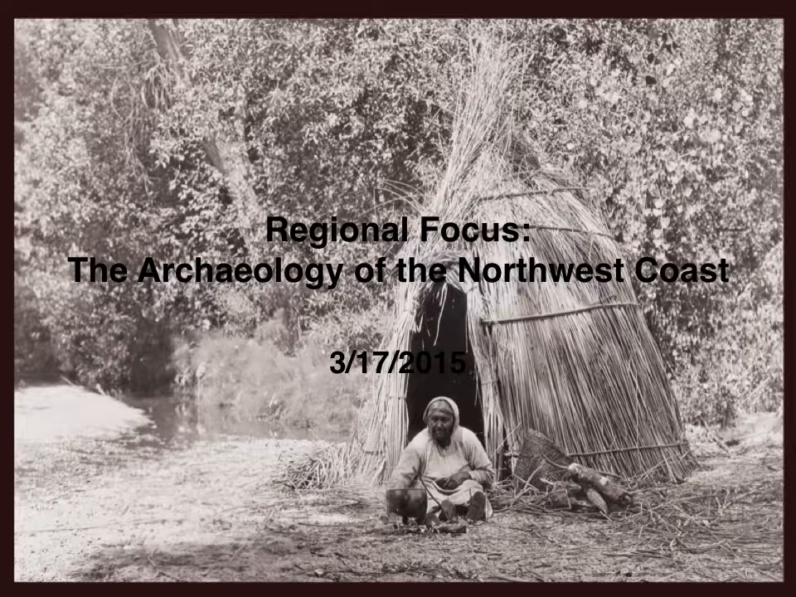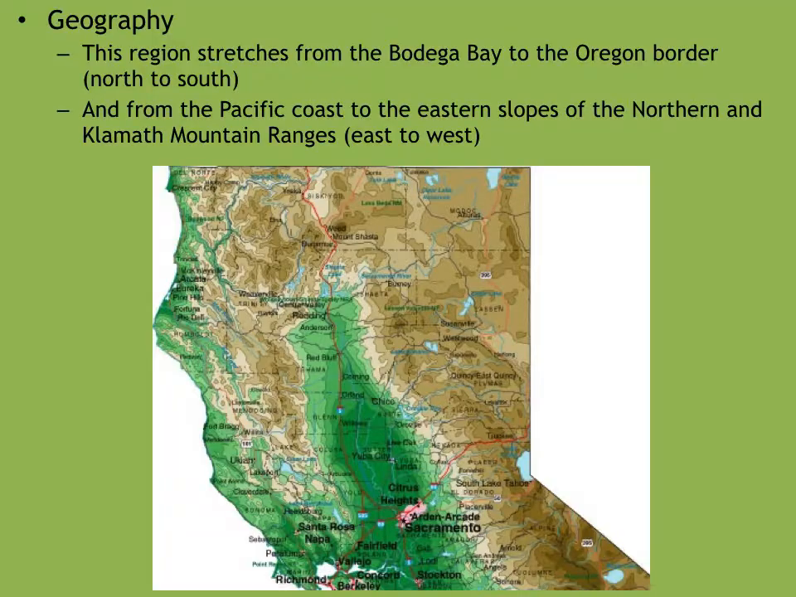these specific regions. So we're looking at the Northwest Coast today, and here is the Northwest Coast. Geographically, it stretches from the Bodega Bay to the Oregon border, and then goes from the Pacific Coast to the eastern slopes of the northern and Klamath Mountain ranges. So that kind of moves from east to west. So, as you would expect, it's a pretty large area, and so there is some distinction from the coast groups to the inland groups. But yeah, so we'll talk about what makes this area so very special.